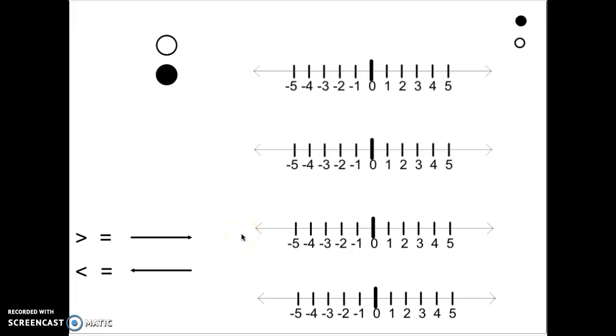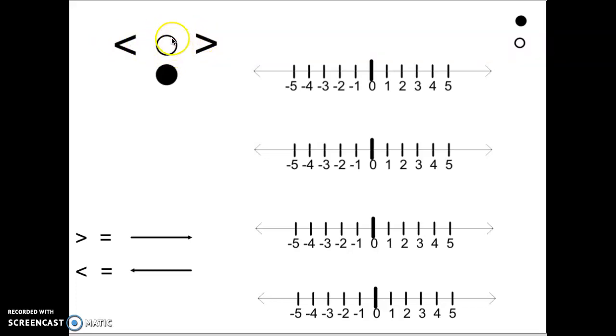Hey, this video is all about how to graph on a number line, or how to graph on an x-axis number line. So let's just review. When we have something that is greater than or less than, so here's greater than, here is less than, we would use an open circle.